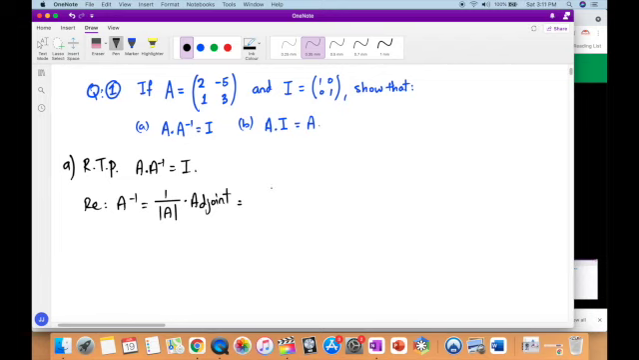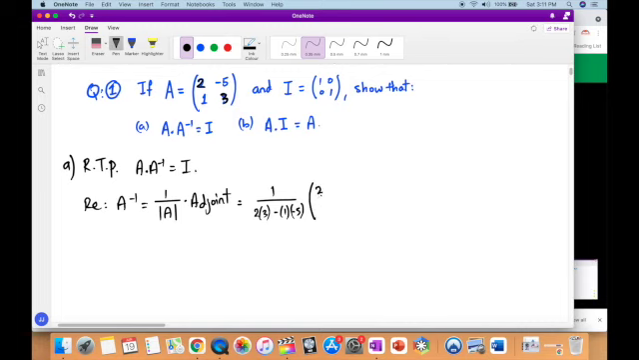So that is 1 all over the determinant of A, which is 2 multiplied by 3, minus 1 times negative 5. Yeah? And if I'm doing anything wrong or making any mistakes, just please let me know, because sometimes I can make mistakes too. Okay? And then we multiply that by the adjoint.